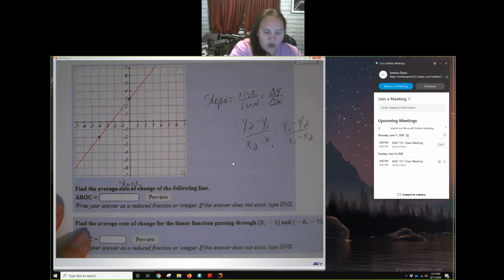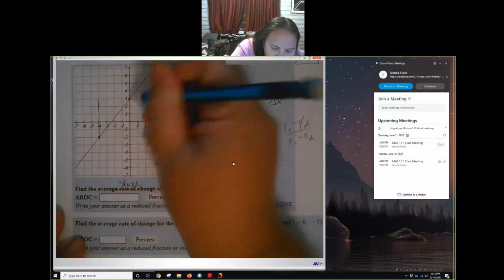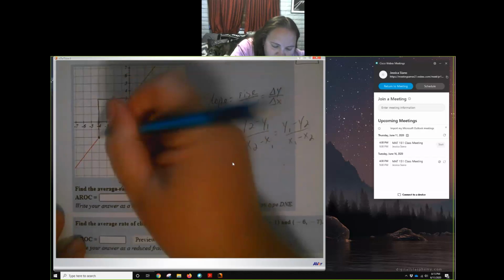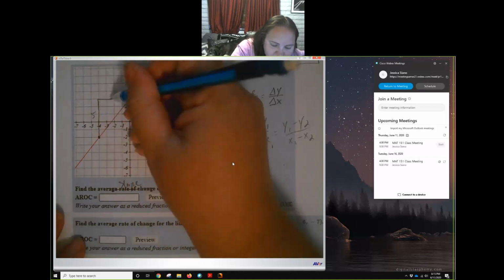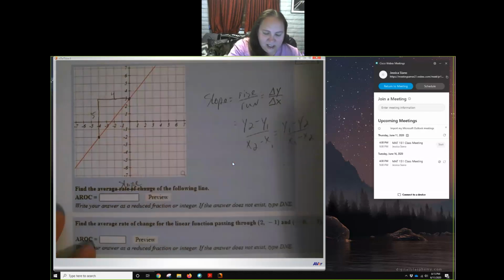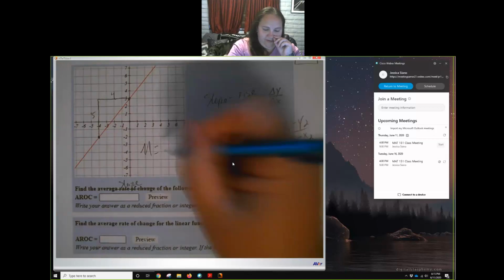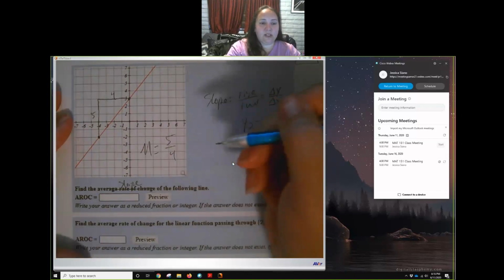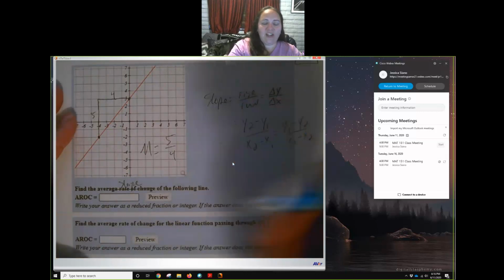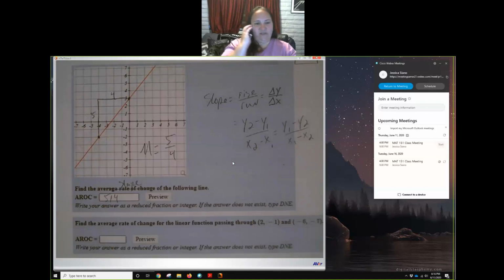So we're going to go, how far up does this go? And then how far over does it go? So this goes up 1, 2, 3, 4, 5. We're just counting boxes, and over 1, 2, 3, 4. So that makes the slope, remember m is the letter that we use for slope, 5 over 4. And so since average rate of change is just a fancy way of asking for slope, the average rate of change is 5 over 4.